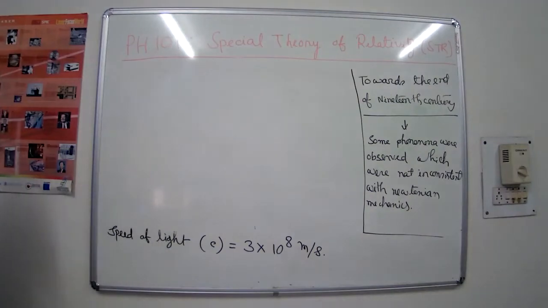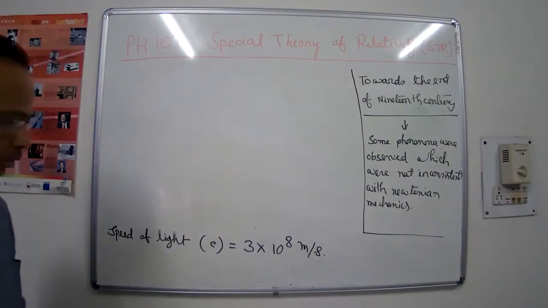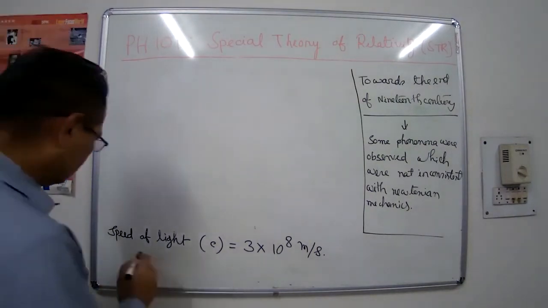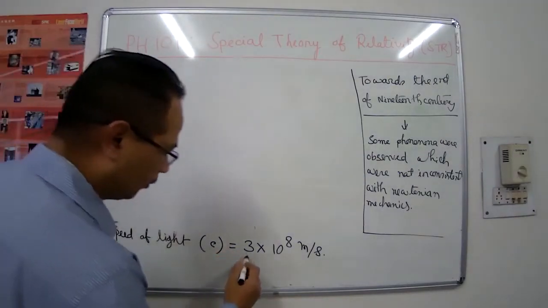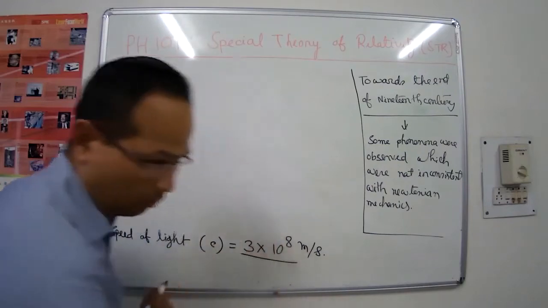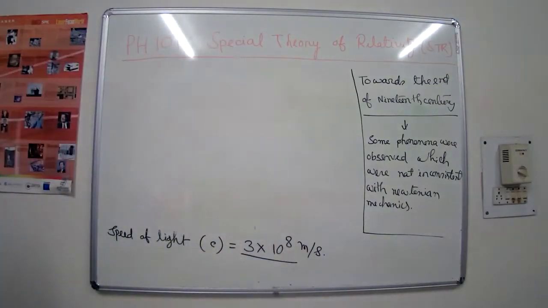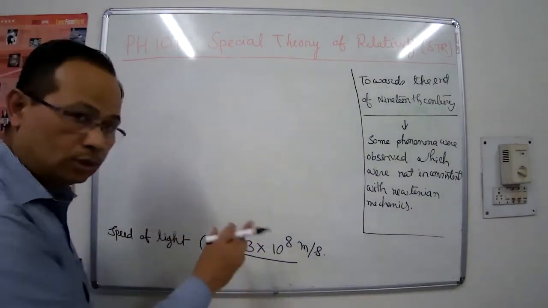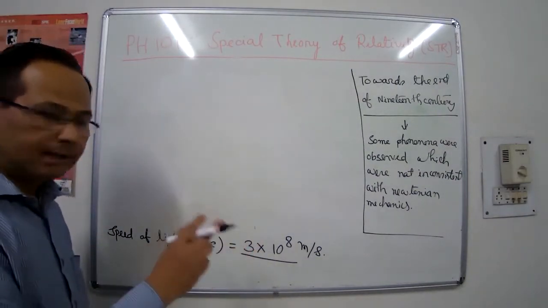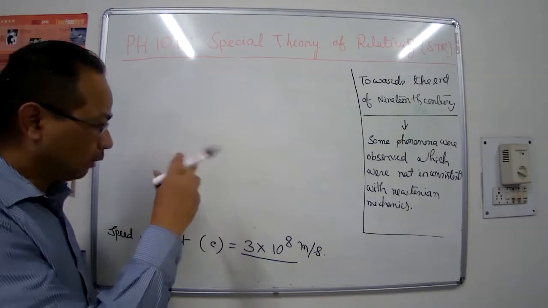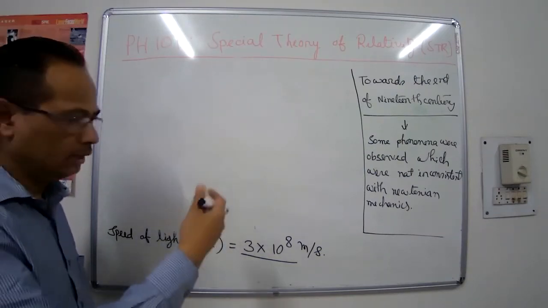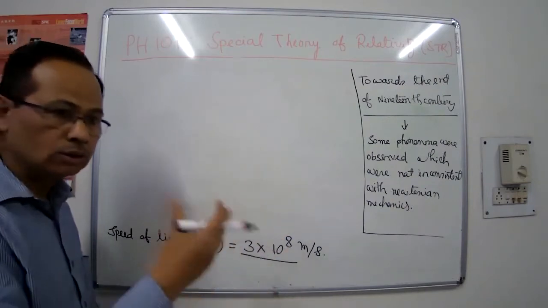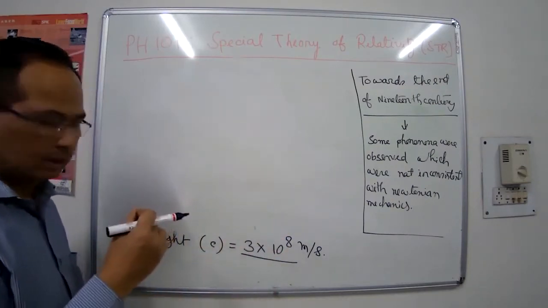In order to understand why these discrepancies were not noticed, you have to look at the speed of light also, which is 3 into 10 power 8. This is a very large number. So a body has to travel with a speed comparable to the speed of light. Only then will the discrepancies we are discussing be noticed.